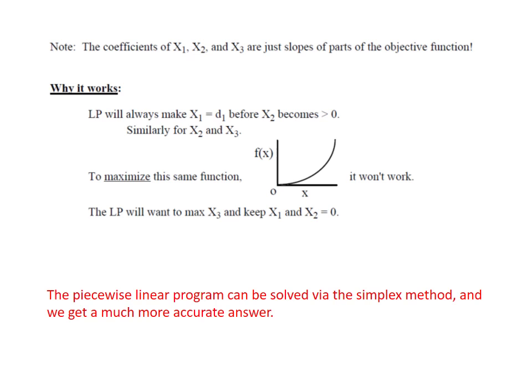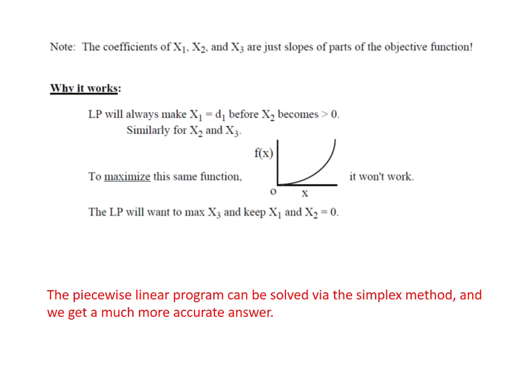Now, why this works is because if we're trying to minimize the cost here, x1, we'll always exhaust the amount of x1 we can produce before we start producing x2, and that's because of the particular shape of the cost function here. x1 is always less expensive to produce than x2, and x2 is less expensive to produce than x3.